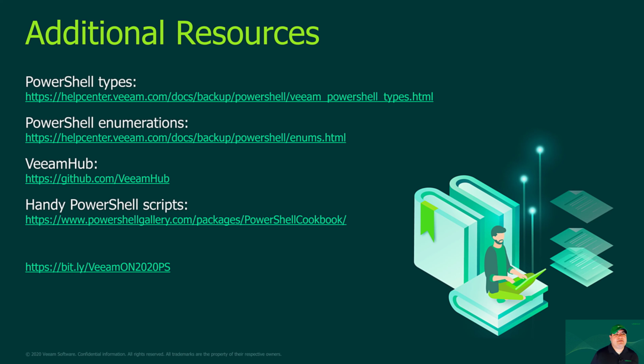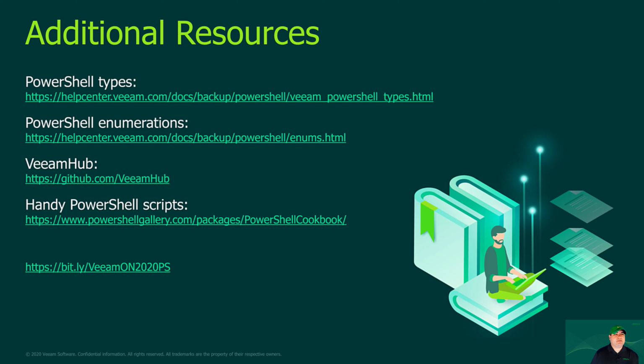But quick and easy things you should know when you're trying to work with Veeam and PowerShell, right? You're going to want to understand the Veeam PowerShell types. You can do a quick, easy reference online to the documentation and help center for the types and the enumerations rather than having to dig through a lot of these things on disk or dump them out to CSV files. So make sure you keep those 2 links. They're very handy when you're using Veeam PowerShell commandlets.